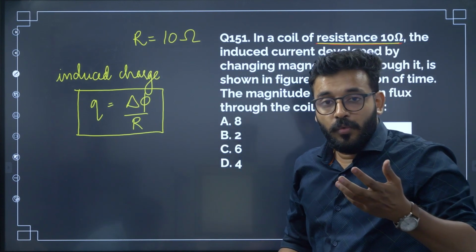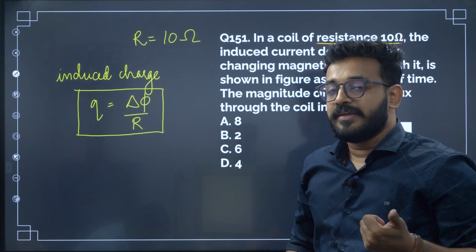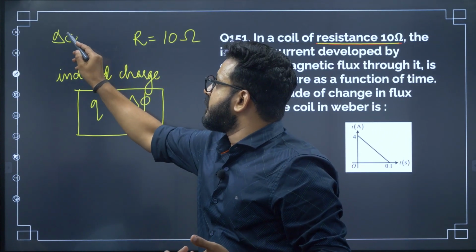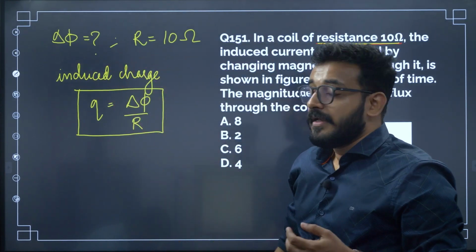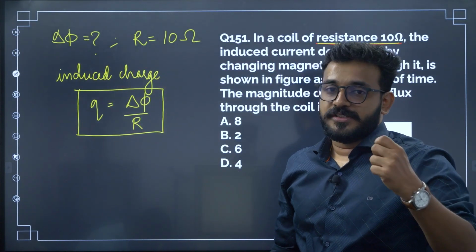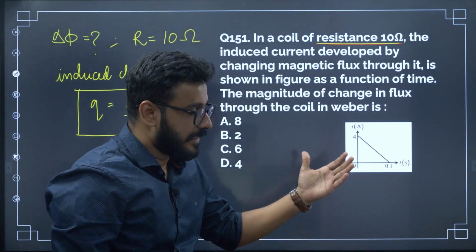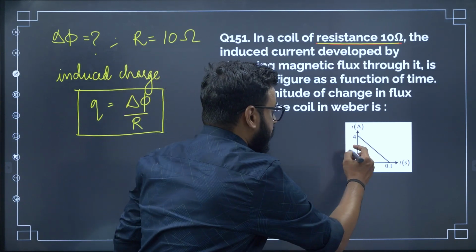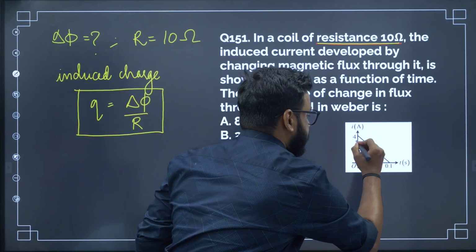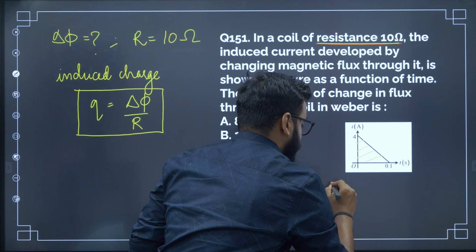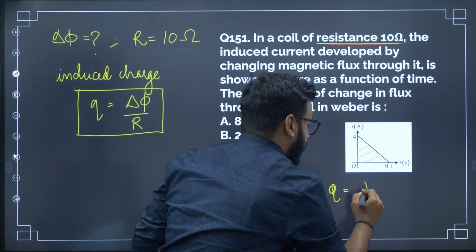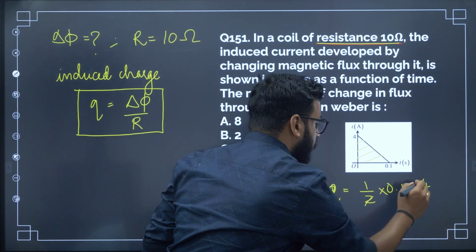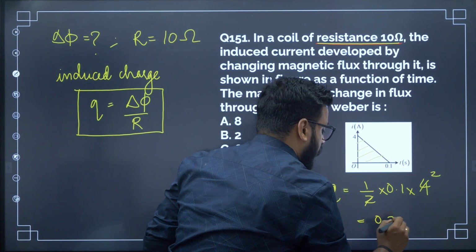Now what are the things that are given here? Resistance is given and we have to find the change in flux. Now what about the induced charge? How do you find induced charge? That is where this image comes into the limelight. It's very simple. Charge is the area under this current-time graph. Area is half into base 0.1 into height 4, so we have induced charge as 0.2 coulomb.